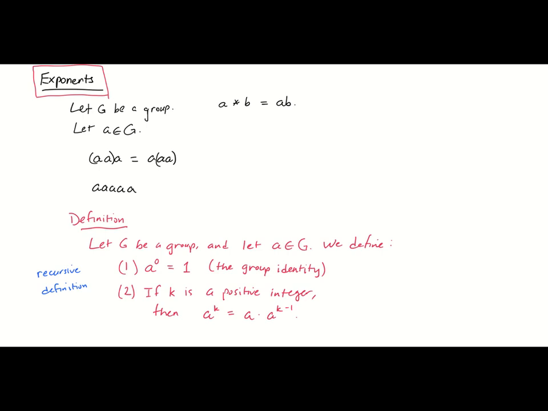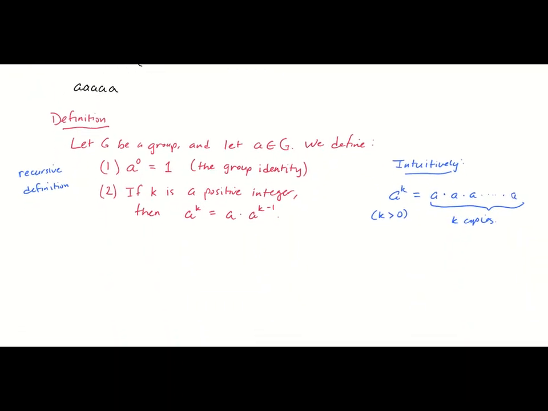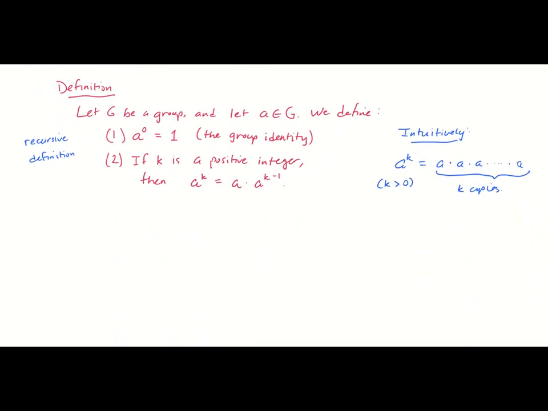Intuitively, and this is more like the definition given in Gallian, when we say A to the K, where K is a positive integer, we mean A to the K is a product of several copies of A. How many copies? K copies. All right, so that's what A to the K means. All right, but now here's the twist. In a group, because every element has an inverse, I can also talk about negative exponents. And that's the next part of my definition.